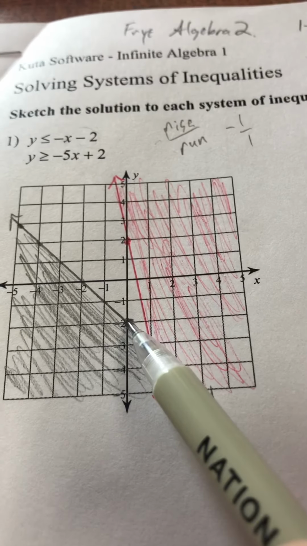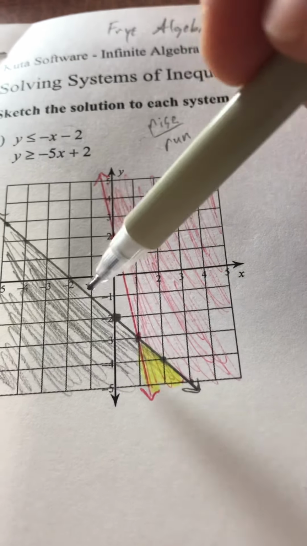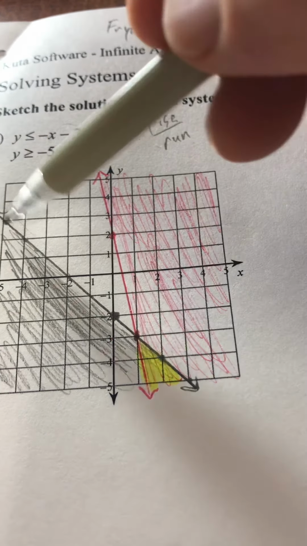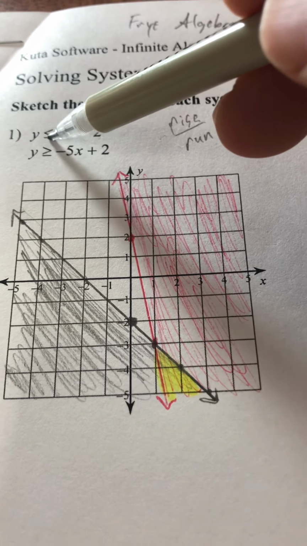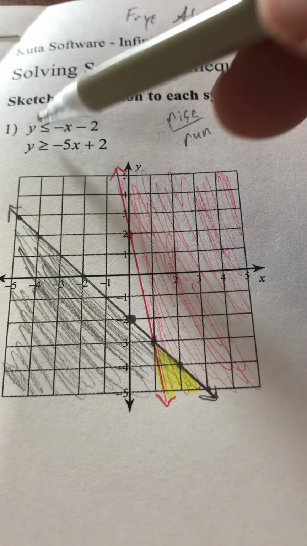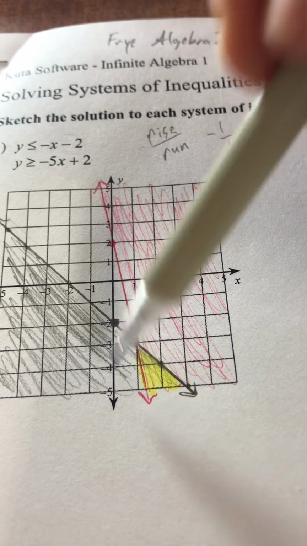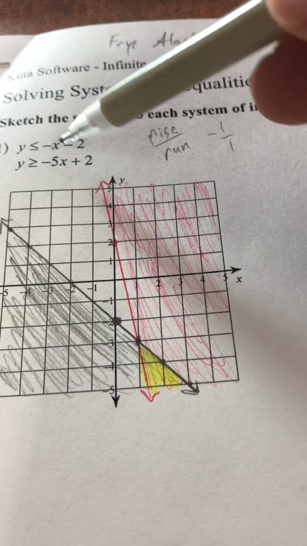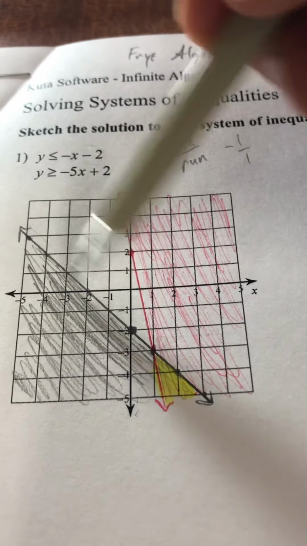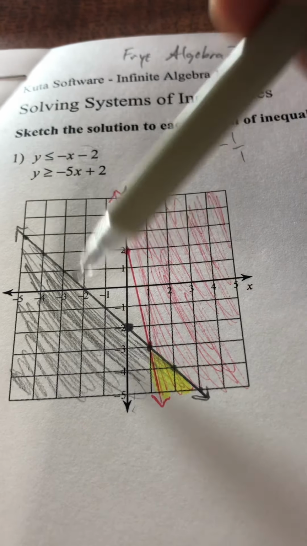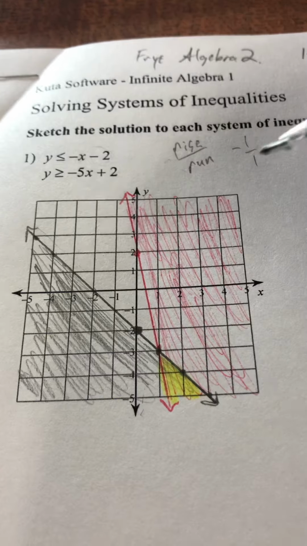So I started here and I went down 1 over 1, down 1 over 1, down 1 over 1. And I just did that for this whole line. I make it a solid line because this is partially equal. It could equal it and everything less than it. So less than that y value. So y is less than all of this, so it's below the line, because I'm looking at my y-axis. So I shade everything below it and I made it a solid line.